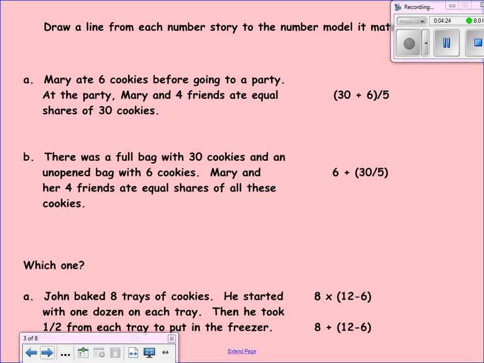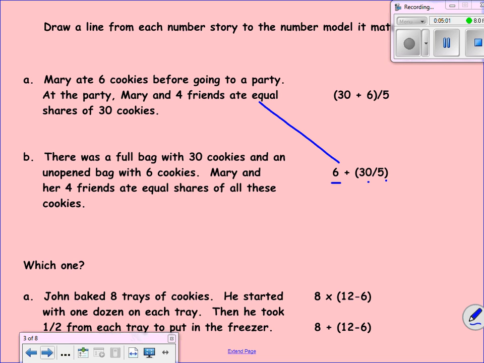Mary ate 6 cookies before going to a party. At the party, Mary and 4 friends ate equal shares of 30 cookies. So it looks like Mary and the 4 friends split the 30 cookies. Mary ate 6 cookies before she went. Mary must have been pretty hungry. So that's going to go to this problem. Do you see how you have 6 before the party? And once you get to the party, you're going to have 30, and then Mary has to split it with her friends. So that's why you're going to divide by 5. Let's see if the other one makes sense, though. There's a full bag of 30 cookies. There's an unopened bag of 6 cookies. So that looks like 36 cookies right there, right?